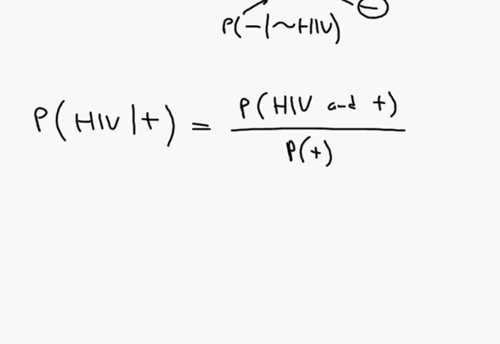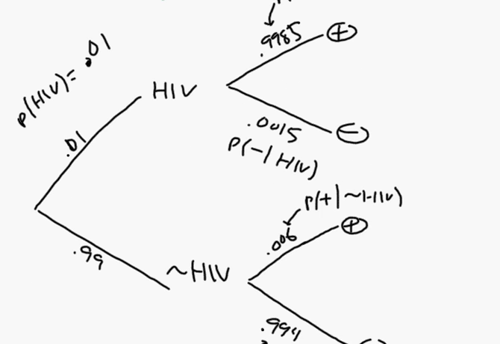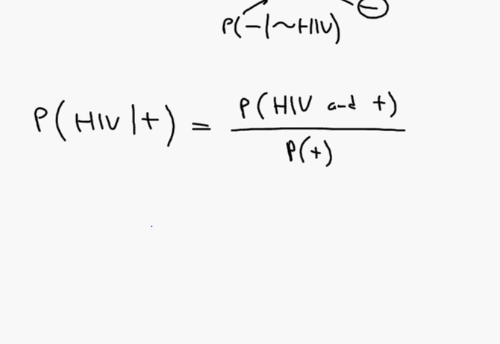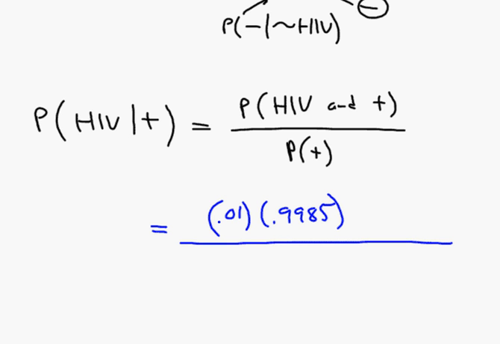All right, so probability of having HIV and testing positive, that is a particular part of our tree diagram. So if we look at our tree diagram, here it is. Here's the people that have HIV and test positive. So that branch. Okay, and to get that total probability, we would have to do 0.01 times this number here times this number. So this equals 0.01 times 0.9985.